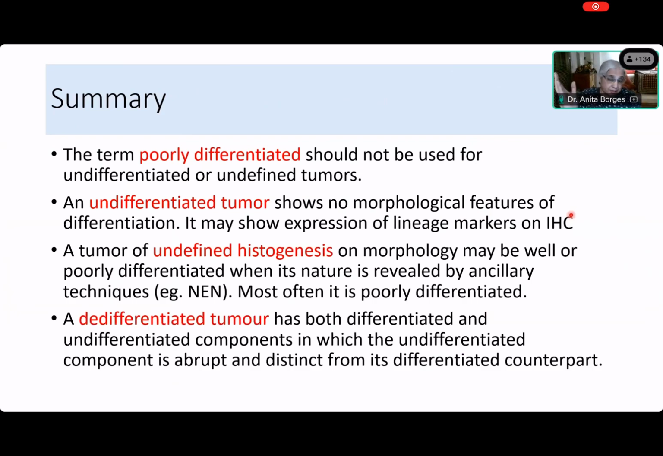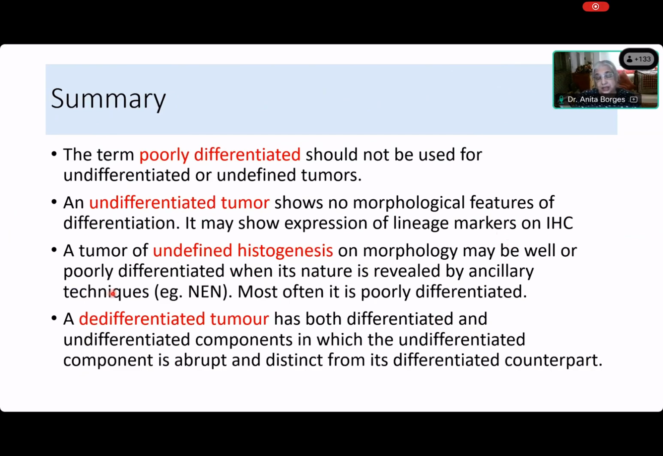And like in the case of the GIST, that was not even malignant, but it had no differentiation that could say that that was a GIST until we did immunohistochemistry. Okay, an undifferentiated tumor shows no morphological features of differentiation. It may show expression of lineage markers on immunohistochemistry, but it shows absolutely no morphological features of differentiation on your H&E. Now, a tumor of undefined histogenesis, for which we often use this term poorly differentiated, on morphology may be well or poorly differentiated when its nature is revealed by ancillary techniques. And I showed you an example of a GIST.